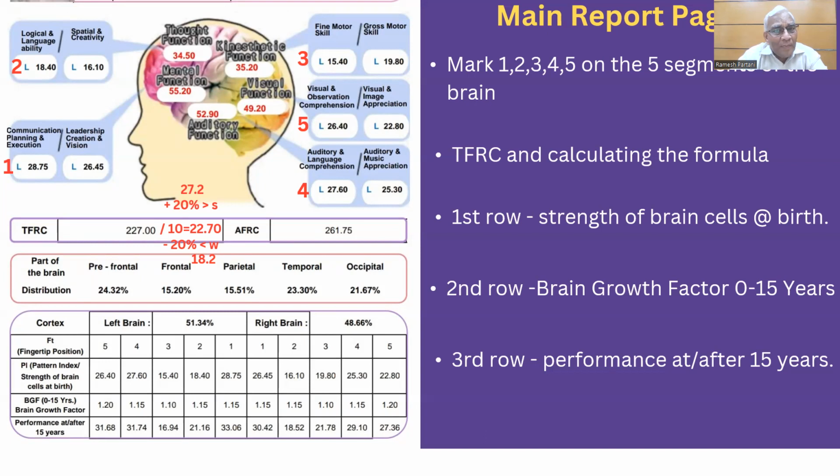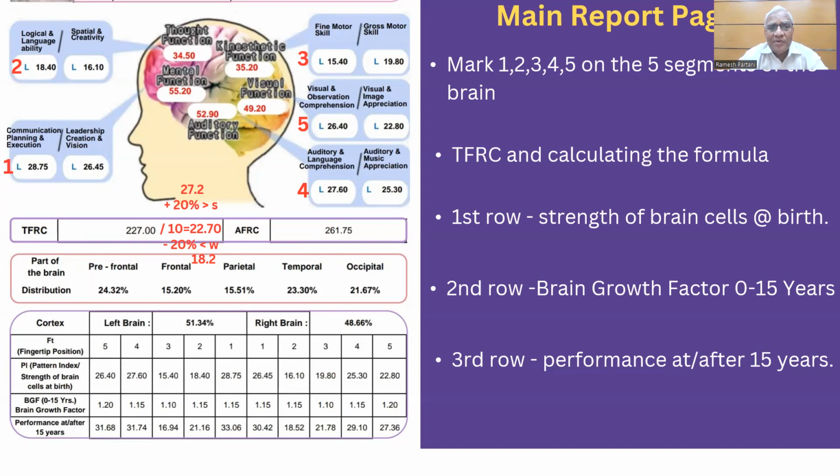And the more you multiply the second line, the third line performance, the IQ will increase for this child. And that increased enhanced IQ will remain forever with the child. So now let us look at each area of the brain and understand what to do to improve the brain growth factor in that area.